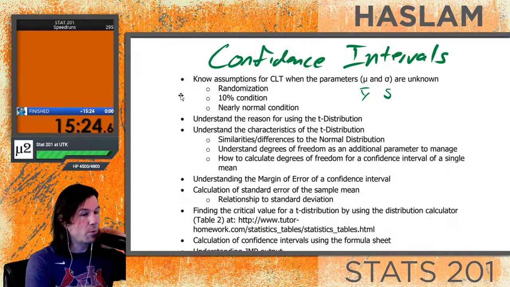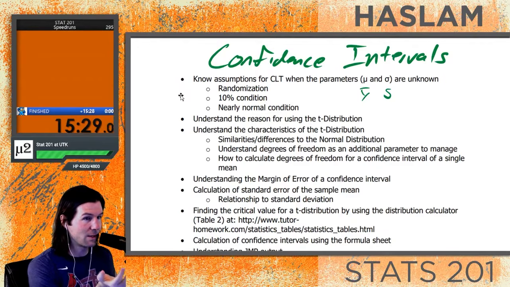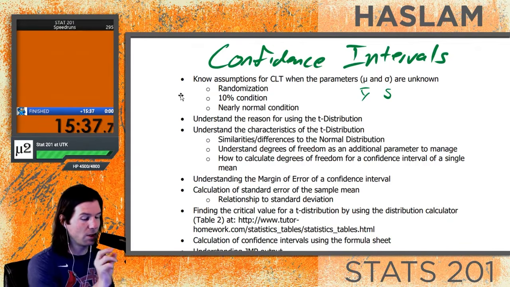So randomization means we randomly select individuals. 10% means we've selected less than 10% of the population. I know that's confusing, but just go with me on it. Due to mathematics, we need to do that for finite populations. And last but not least, we have the nearly normal condition.